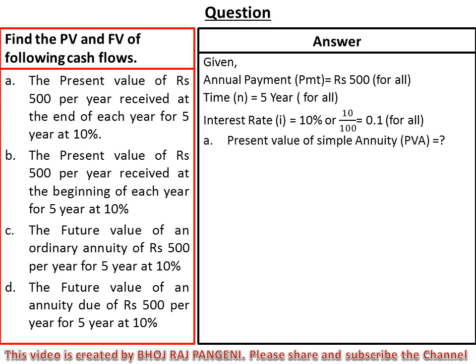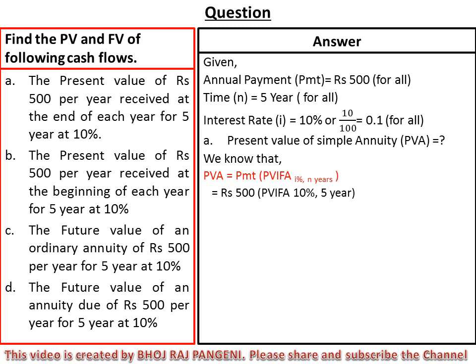Now A equal to present value of simple annuity. Why simple? Because in part A there is the phrase received at the end of each year. That's why it is a simple annuity. Use the simple annuity formula, PVA equal to PMT into PVIFA I% N years, that is 500 into PVIFA 10% 5 years. Use PVIFA, don't use the PVIF. It's an annuity.